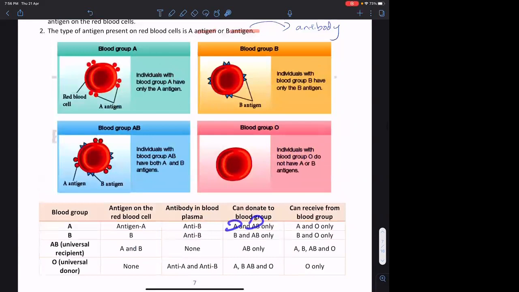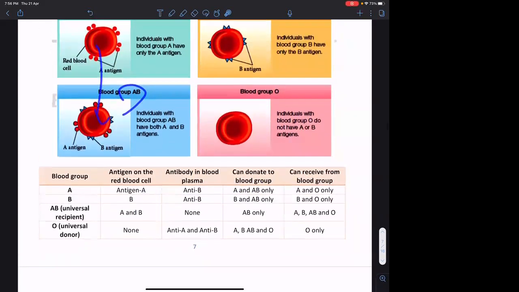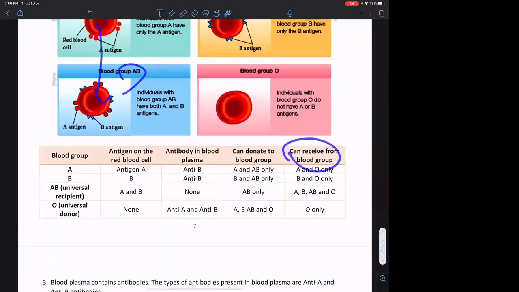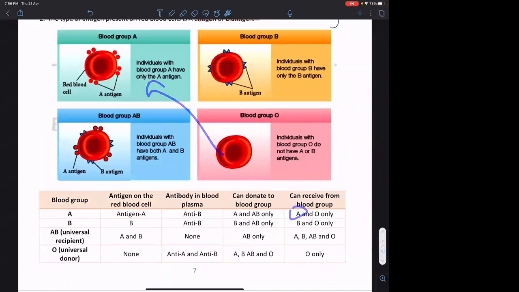Like I said, A can donate back to blood A, but they can donate to AB. AB is the lucky one, they can get from anyone. But who they can receive from, they can only receive from their own group and of course from O. O is the peaceful fella because O has no shapes on it. So O can donate to everyone.